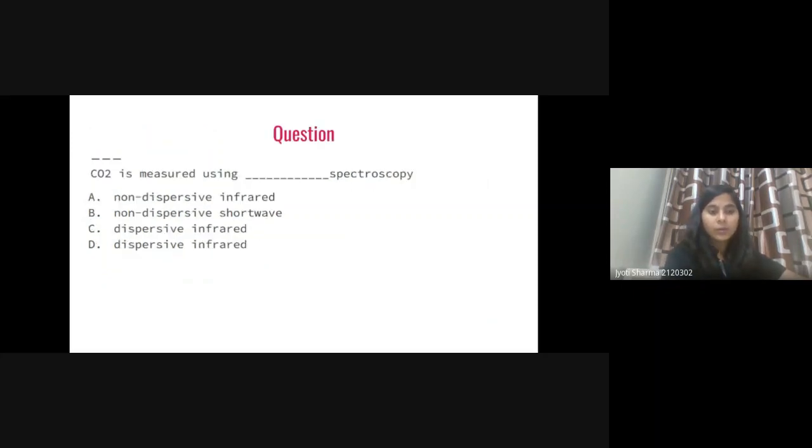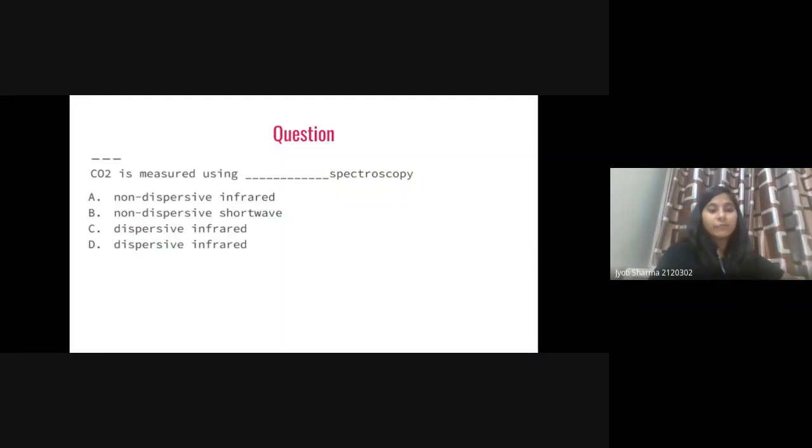Okay, so carbon dioxide is measured using what type of spectroscopy? Non-dispersive infrared, non-dispersive shortwave, dispersive infrared, and dispersive infrared. These C and D are the same option anyway. I wanted to keep it dispersive shortwave, but anyway. Alka, Muhammad gave me A. AS also gave me A. Rashmi A. Nishant A. Yes.